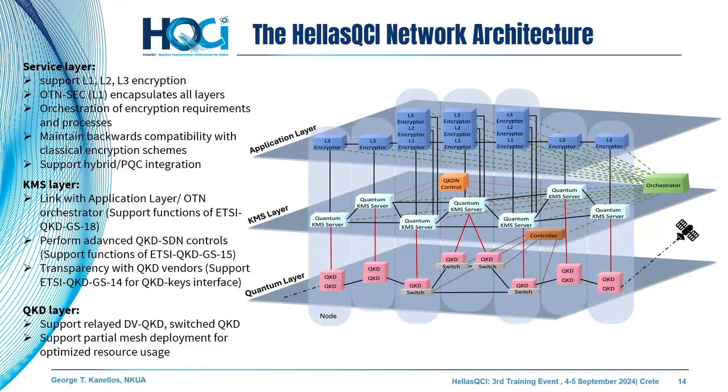When it comes to the HELAS QCI, we try to capture all of that. And in fact, we followed the three-layer architecture with the quantum layer, the KMS layer, and the application layer, and we put some requirements in each layer. For example, in the application layer, we define that we want to support layer 1, layer 2, and layer 3 encryption, i.e. encryption at the OTN layer, encryption with MACsec, and encryption with IPsec. OTNsec actually allows an encapsulation of all layers and comes with some additional benefits that my colleagues will discuss tomorrow in more detail.